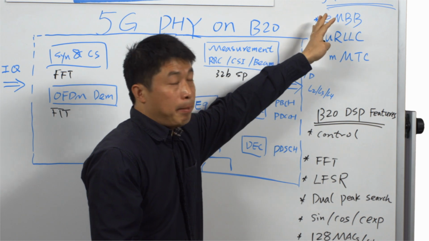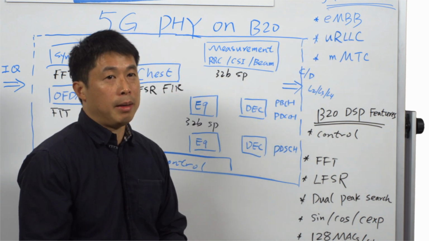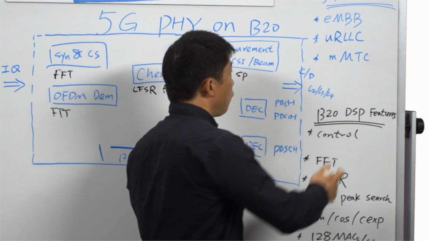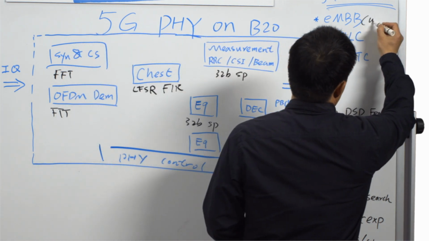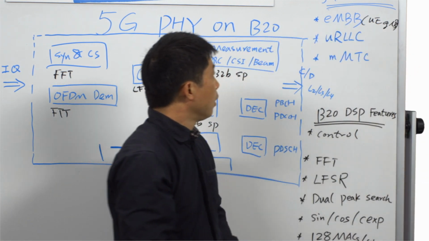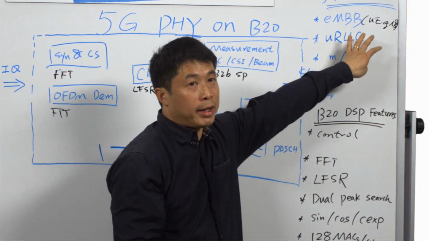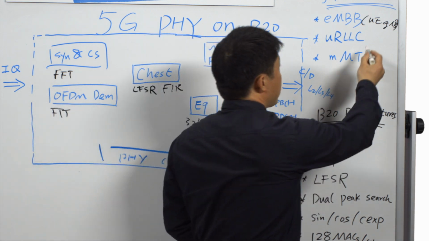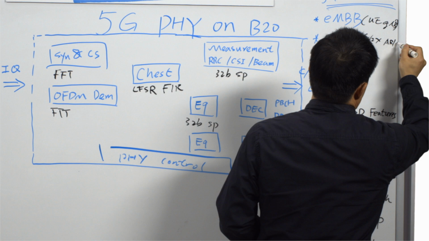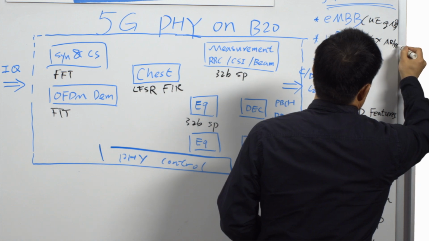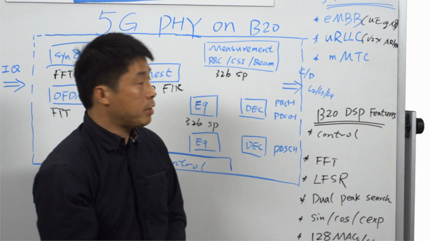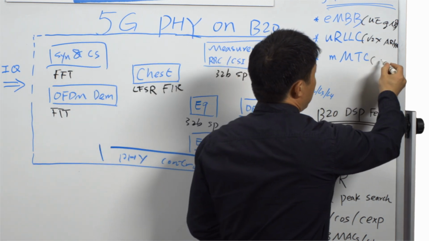There are 3 major use cases in 5G and many, many different applications for each use case. For enhanced mobile broadband, we have UE, gNodeB. For ultra-reliable, low-latency communication, we have V2X, AR, VR. For massive machine-type communication, we have industrial IoT.